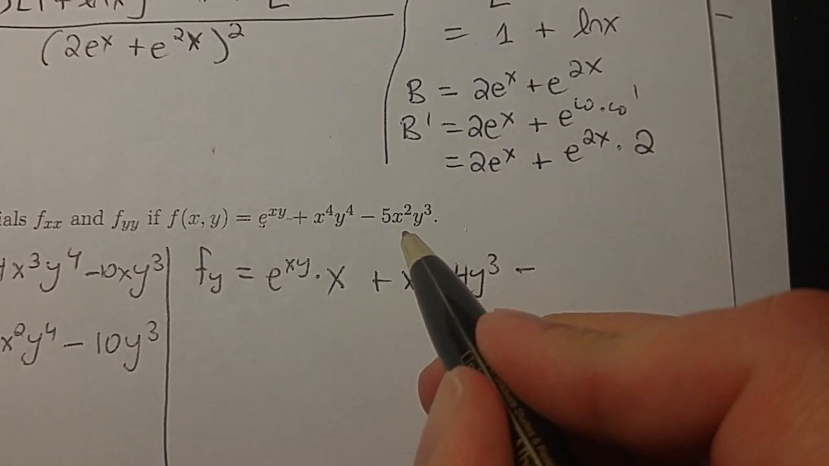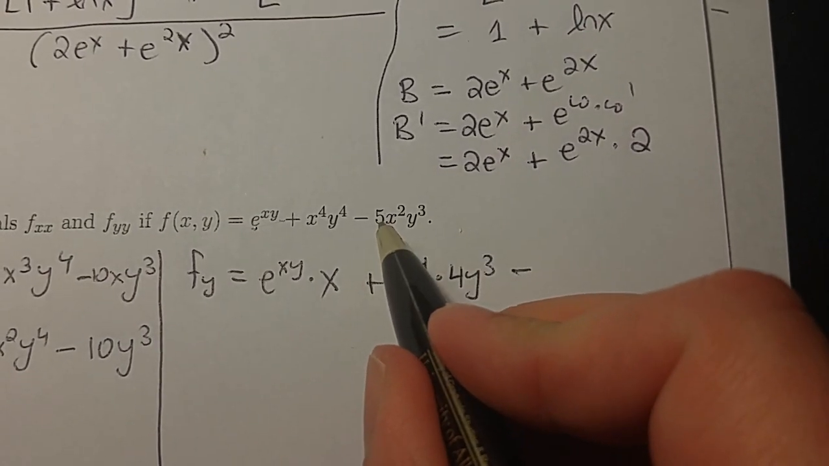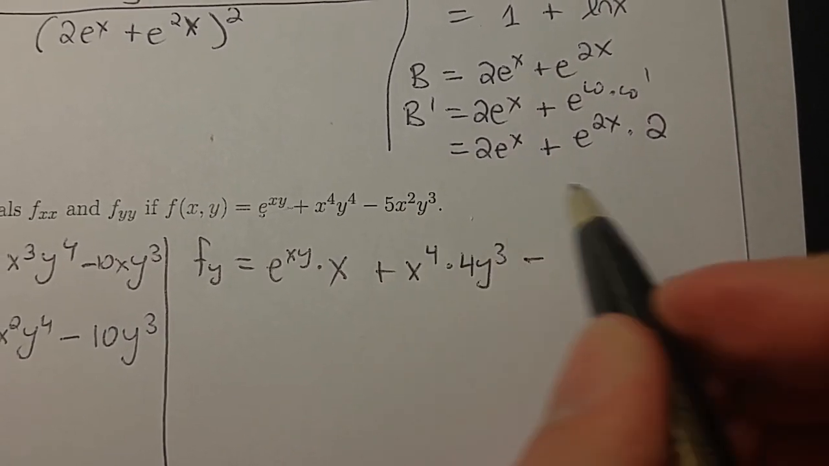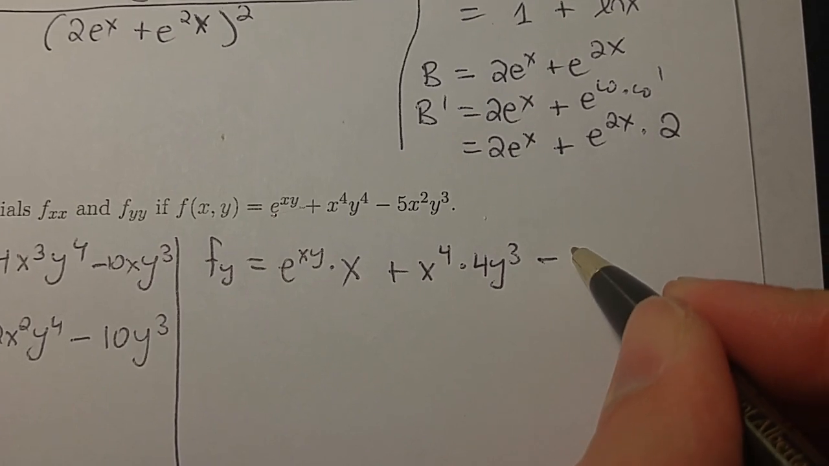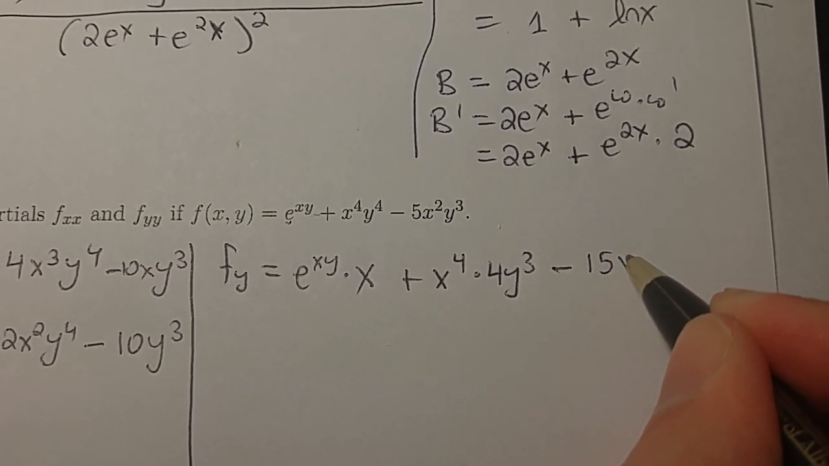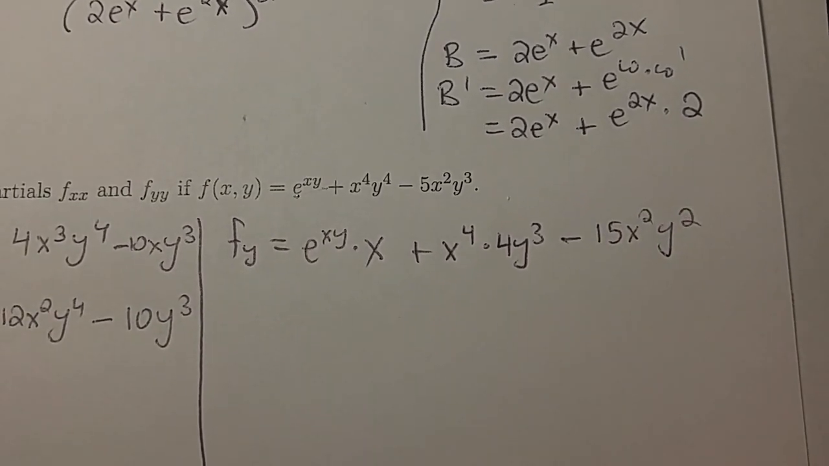And then for the next one, we're doing the same thing. We're taking constant times y to the 3. We take the derivative of that. We'll get the 3 will come down, multiply by the 5. So 15x squared y squared.